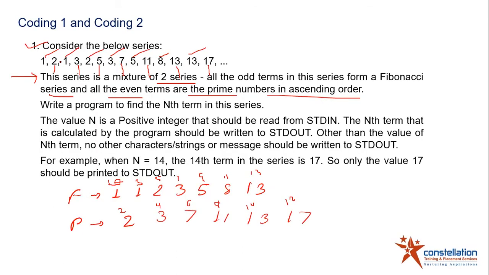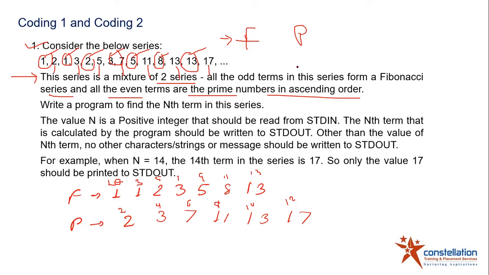Now the point is that, see here, 1, and then 1, and then 2. The round ones are the Fibonacci ones, and the rest are the prime numbers. So basically it is a combination of two series, one Fibonacci and the other prime. We know how to generate Fibonacci, and we know how to generate prime numbers.